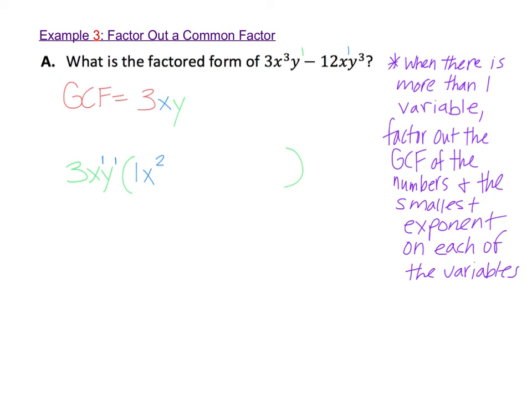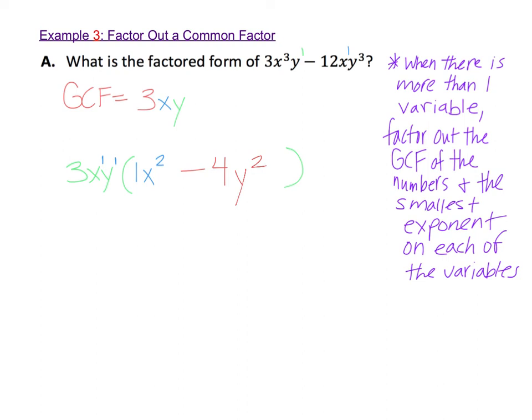Then for the next term, we can do the same thing. 3 times the negative 4 will make the negative 12. The x to the first is covered out here in the greatest common factor. I have y to the first out here, but I need y to the third. That means we have 2 y's left over. So we have 4 y to the second in here, and that's your final answer.